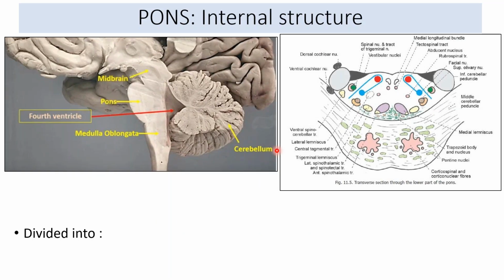Now internally, if we see the structures of the pons when it is cut, this lateral view shows a little portion of the internal aspect. Internally, the pons is divided into a ventral part and a dorsal part. The ventral part is called the basilar part. If you cut it through this plane, this is the anterior and this is the posterior plane. In this section, the anterior aspect is the ventral or basilar part. You can appreciate the basilar sulcus over here.